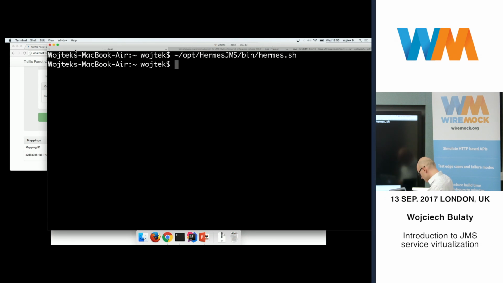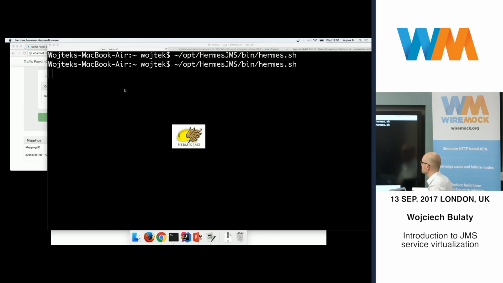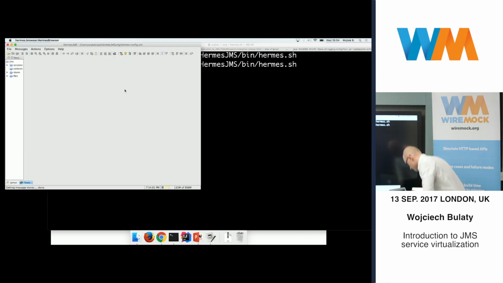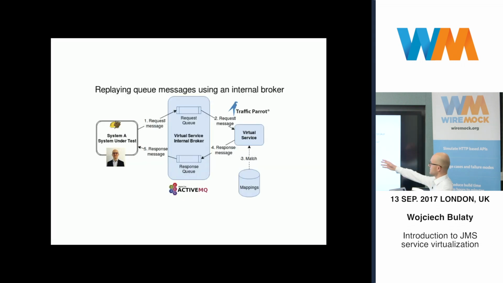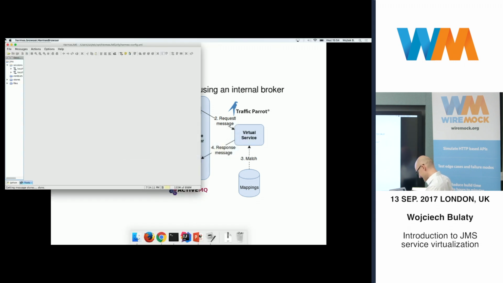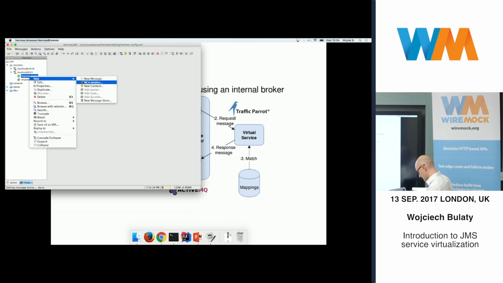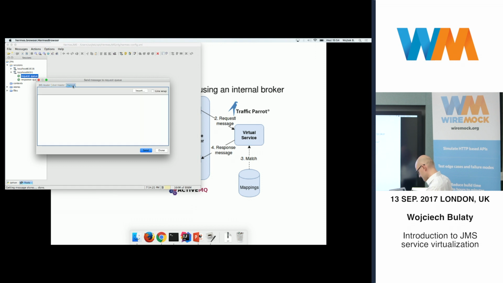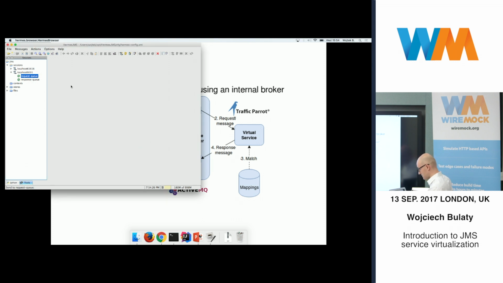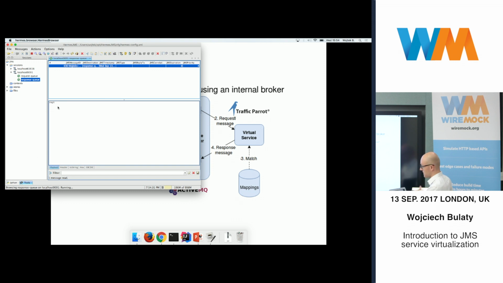So again, go to Hermes JMS, start it up. Okay, so again, pretending to be system A, sending arrow number 1, sending the request message. That's the internal broker, so this guy. So what we should see now is something on the response queue on the local broker. And there it is, the response that we have recorded.